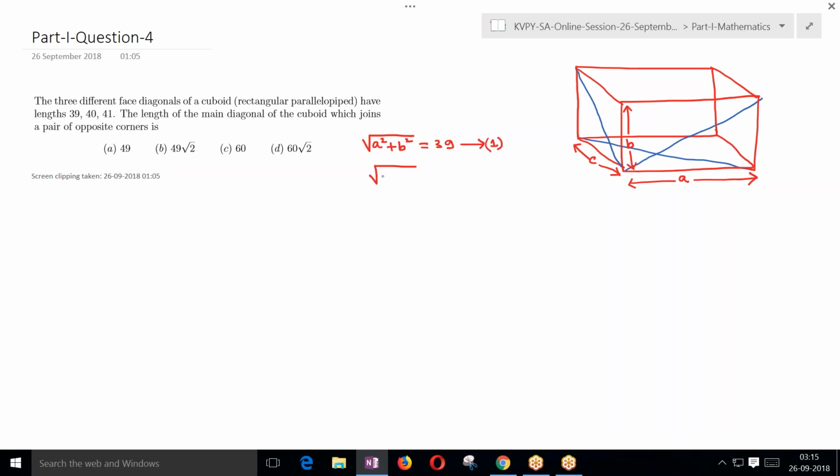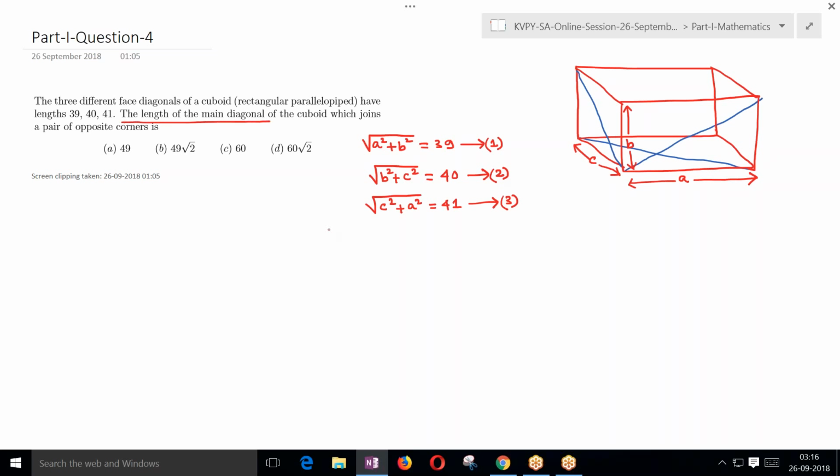Then square root of b square plus c square is given as 40, and that we can give as equation number 2, and square root of c square plus a square is given as 41, and that we can give as equation number 3. So these are the three equations we form from the given statement in the question. Now what are we going to find? The length of the main diagonal.